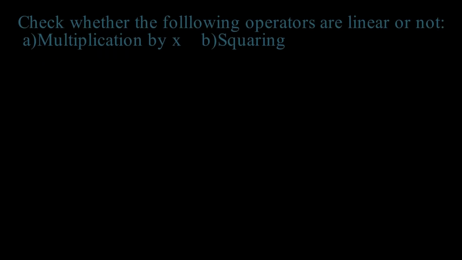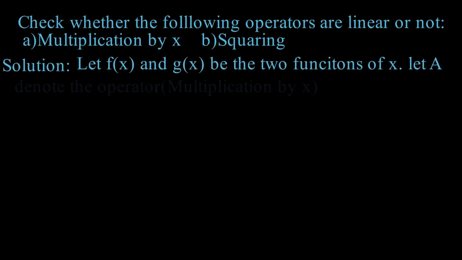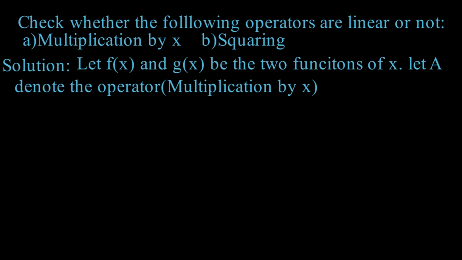Now we have a question to check whether the following operators are linear or not. In the first, operator A is multiplication by x, and the next operator B is given as squaring. For the solution, let f as a function of x and g as a function of x be two functions of x. Let A denote the operator multiplication by x.